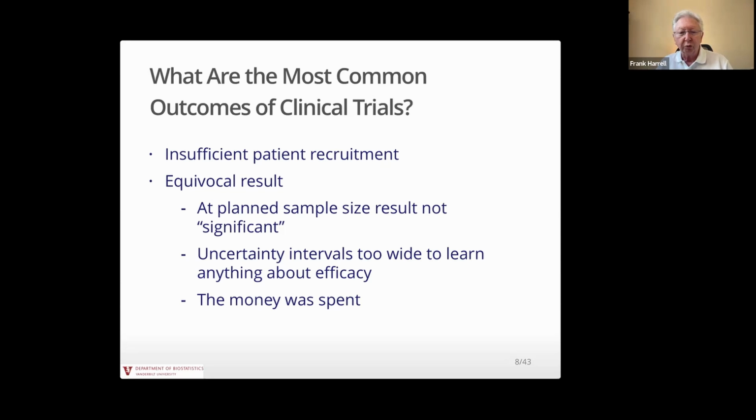So consider the number of clinical trials published on a daily basis in which the confidence interval is so wide that you don't know anything after the trial was done that you did not already know before the trial was done and the resources were invested. It's an amazing high frequency occurrence. So you've learned how to spend money and time and resources, but the equivocal result doesn't go any further than that.